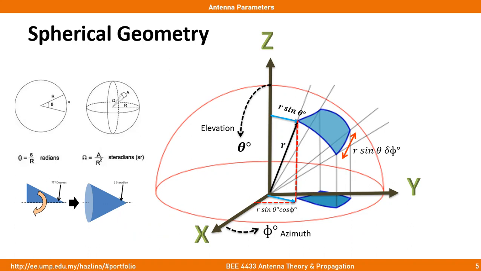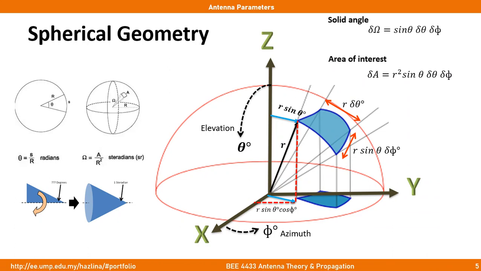So the area of interest here, the blue segment, is calculated by multiplying r sine theta d phi and r d theta, resulting in r squared sine theta d phi d theta. The solid angle or beam area in steradian is calculated by sine theta d theta d phi.